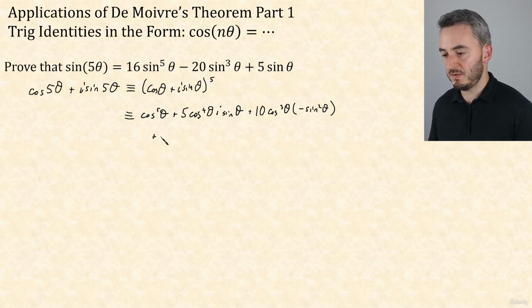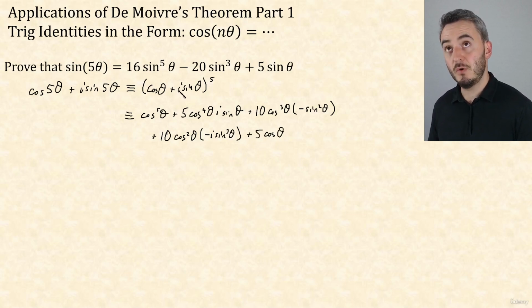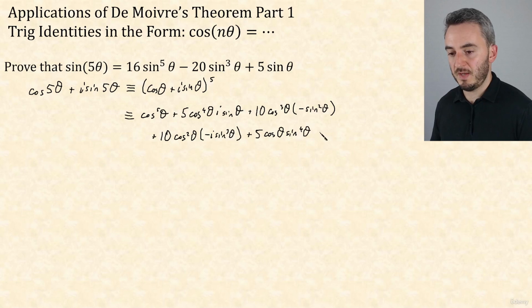Then 5 choose 3 is also 10. So that's 10, and now it's cos squared theta. i cubed is minus i, so we have a minus i sine cubed theta. Then 5 choose 4 is 5, so plus 5. We've only got 1 cos theta now. i to the 4 is just 1, so we've just got sine to the 4 theta. And then finally it's this one to the power of 5, so that is i, because i to the 5 is i sine to the 5 theta.